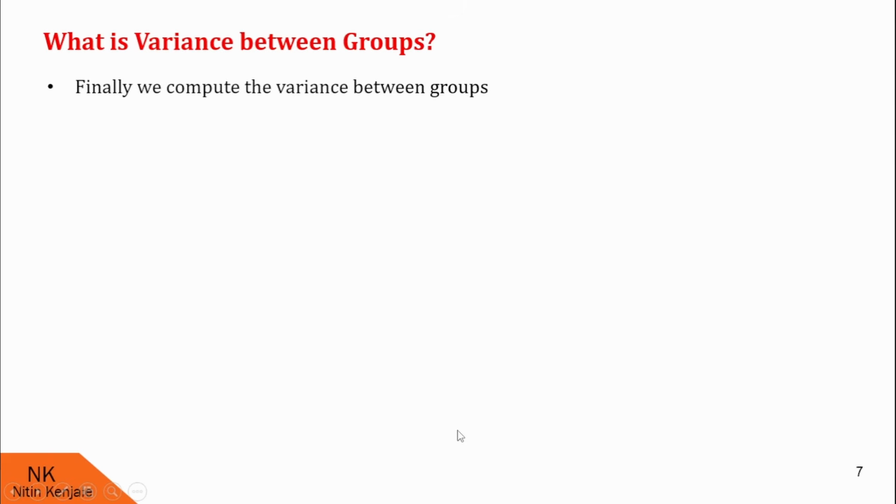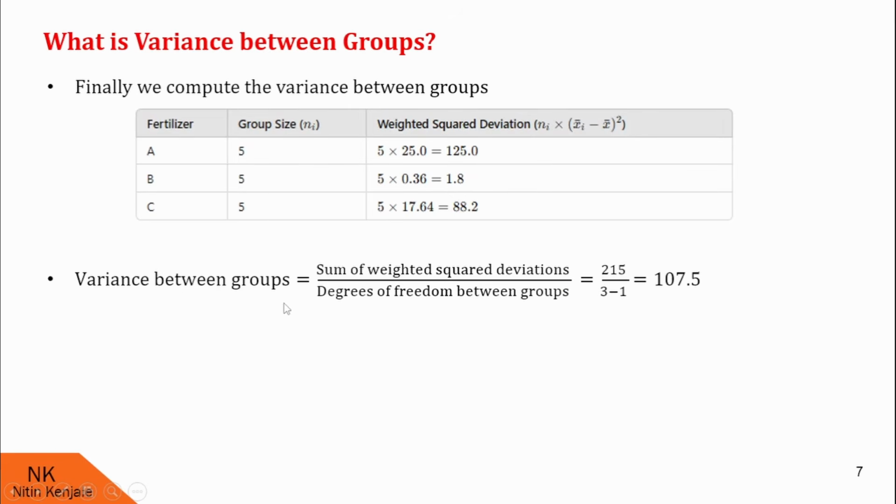We use this weighted square deviation to calculate variance between groups. Variance between groups has the formula: sum of the weighted square deviations divided by the degrees of freedom between the groups. So these are the weighted square deviations. Let's calculate their sum. I found it is 215, divided by degrees of freedom between groups. Since there are 3 groups, degrees of freedom will be 3 minus 1, that is 2. So 215 upon 2 is 107.5. This is the variance between groups.